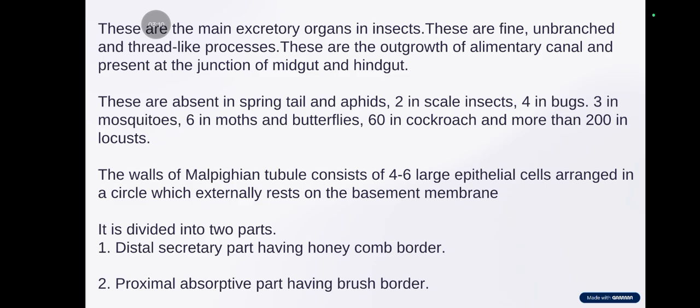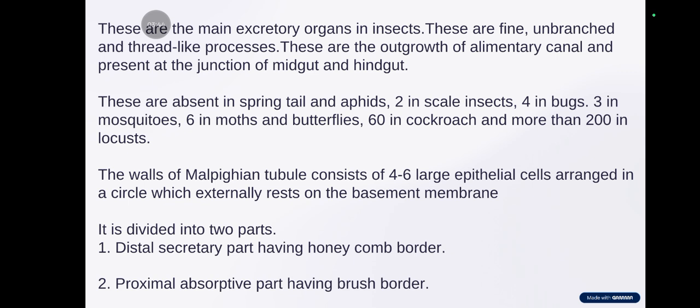These are the main excretory organs in insects. These are fine, unbranched and thread-like processes. These are the outgrowth of alimentary canal and present at the junction of midgut and hindgut. The Malpighian tubules are absent in springtail and aphids. They vary in different insects. In scale insects, there are 2 and 4 in bugs. In mosquitoes, the Malpighian tubules are 5, and 6 in moths and butterflies. 60 in cockroach and more than 200 Malpighian tubules are seen in locust.